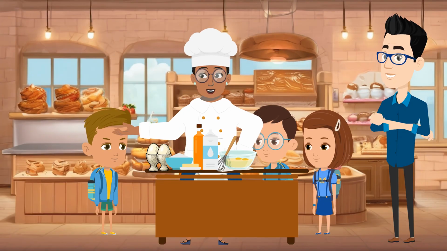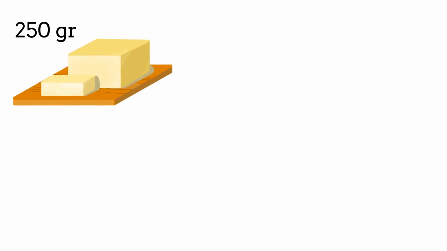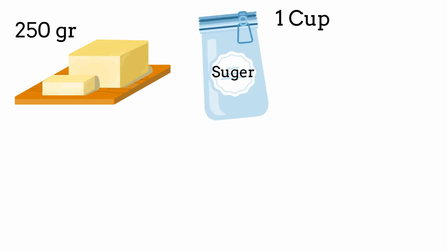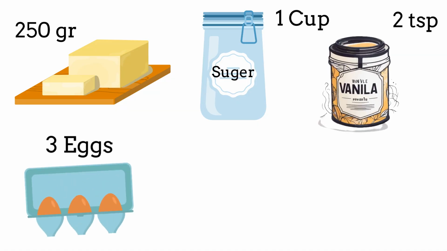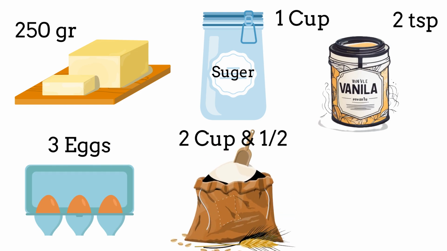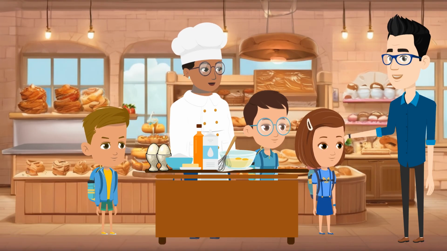Okay, let's start. For making a butter cake, we need 250 grams of butter, 1 cup of castor sugar, and 2 teaspoons of vanilla extract. Take 3 eggs at room temperature, 2½ cups of self-raising flour, and finally, 2/3 cup of milk. These are our ingredients. Very good.